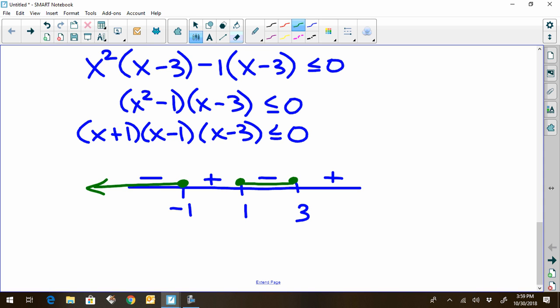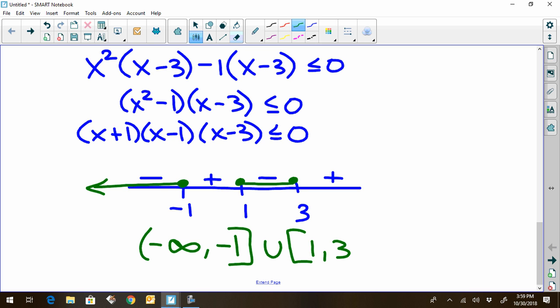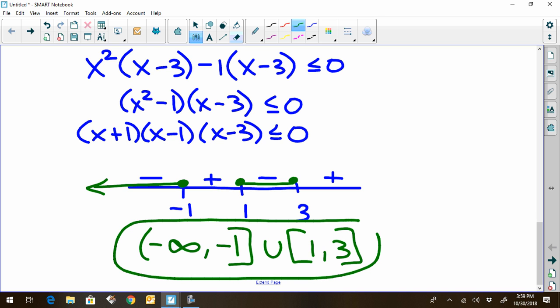And what the interval notation would look like would be negative infinity to negative 1. And this one, because it has the equal to part, we have to put the bracket. Union, bracket 1 to 3, bracket. So that is where we are less than or equal to 0, and that would be our answer. So you should write that down.